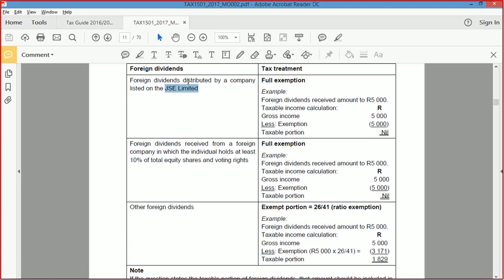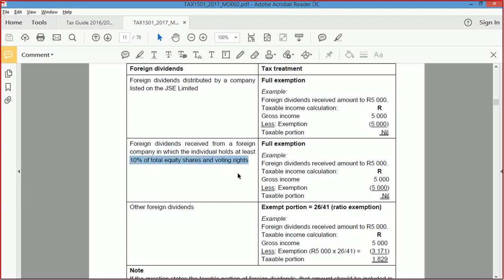Here, other foreign dividends. So other, meaning not JSE companies. You see, even though it's a foreign dividend, it was still distributed by a company listed on the JSE. So in other words, it's still kind of like local, if that makes sense. Because it's listed on the JSE, it's treated the same. So where is the company listed? It's still in South Africa. Yes.